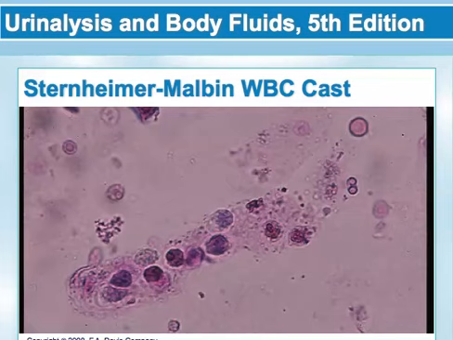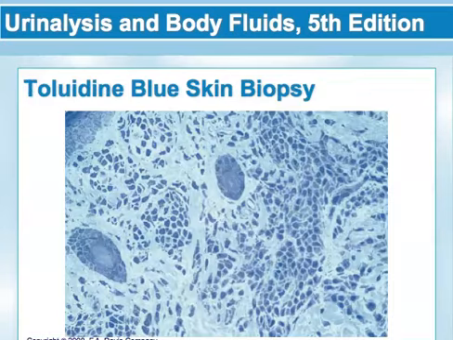Okay, here's an example of a stain that has used Sternheimer-Malbin. This looks like it is probably a white cell cast, and then you can see what look like red cells in the background here. Here's toluidine blue used on a skin biopsy.